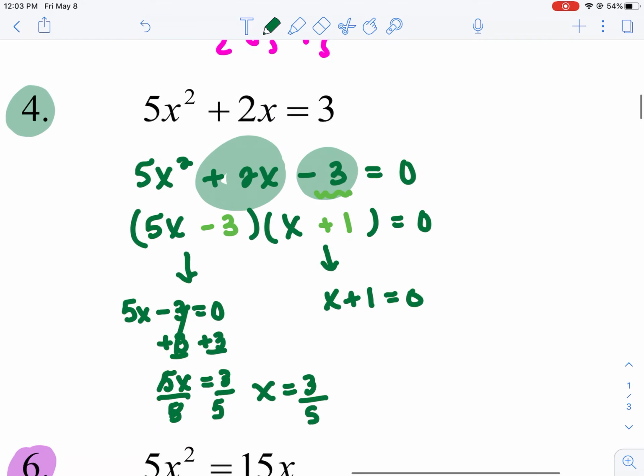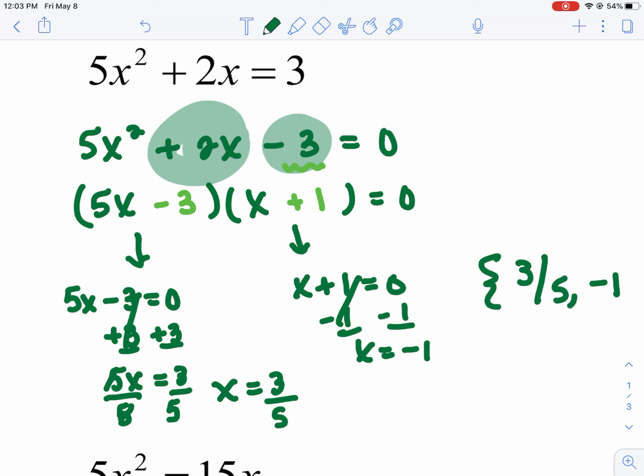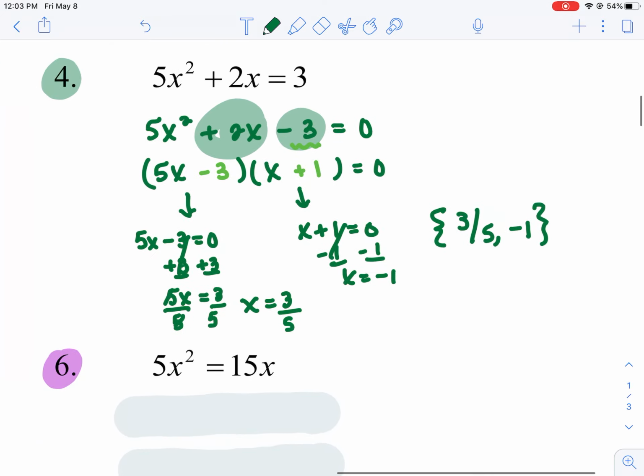Your best bet is always leaving your solutions as fractions, because if you change it to a decimal and you get a value that you have to round, then it's not an exact solution. So I think it's great to keep it as a fraction. We're not scared of fractions. All right, and then over here, I subtract 1 with my x plus 1 equals 0, and I get x equals negative 1. In my curly brackets, 3/5, negative 1. And it doesn't matter, you could write negative 1, 3/5. That last bracket was looking kind of weak there.